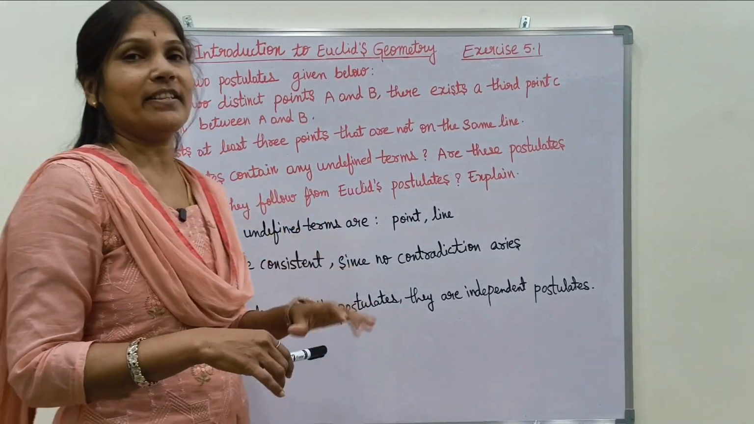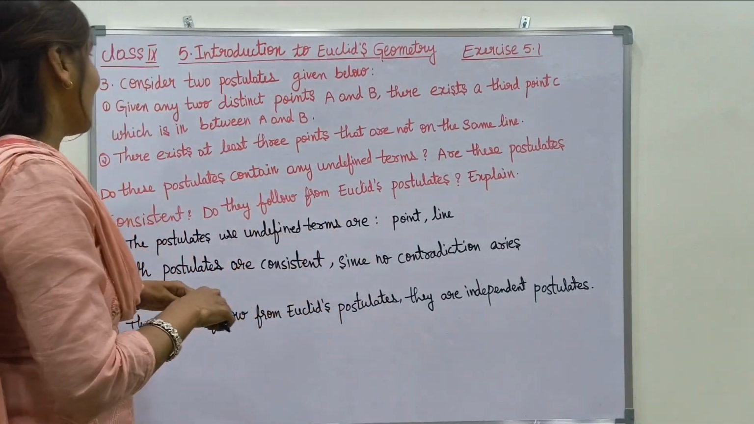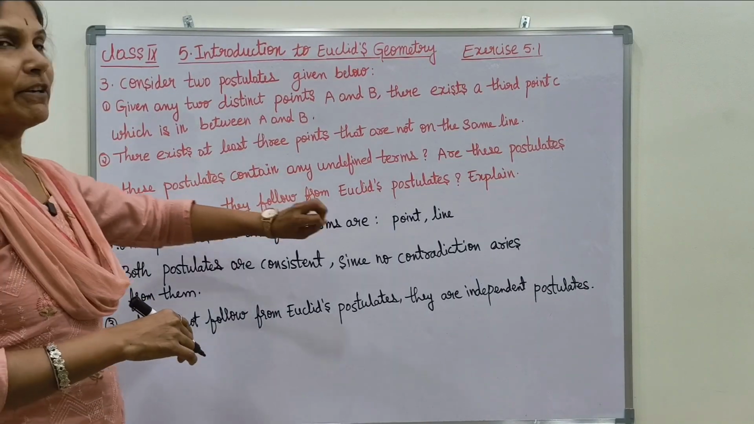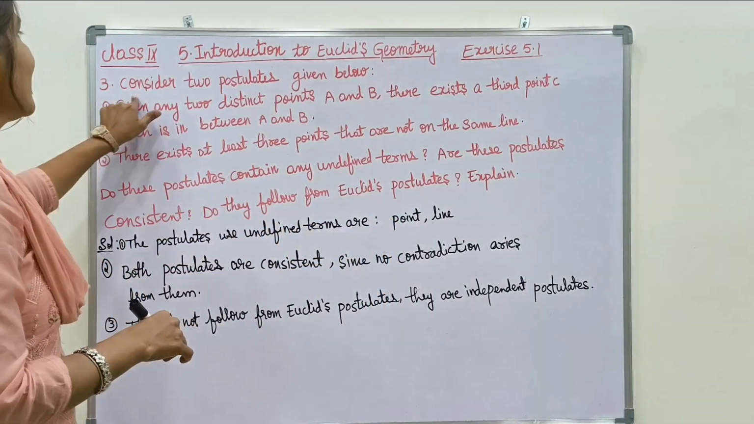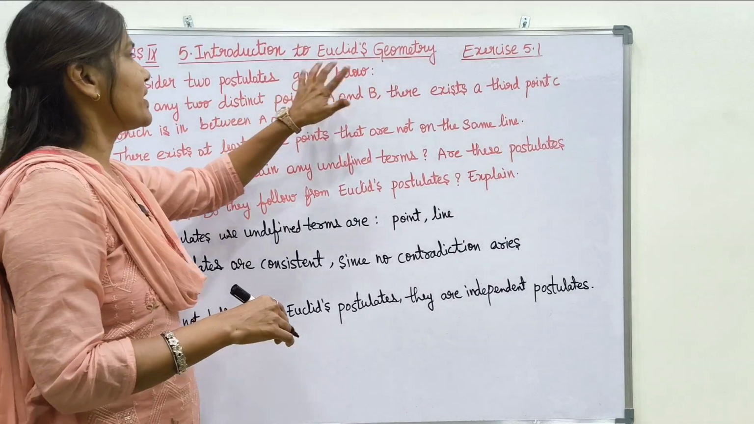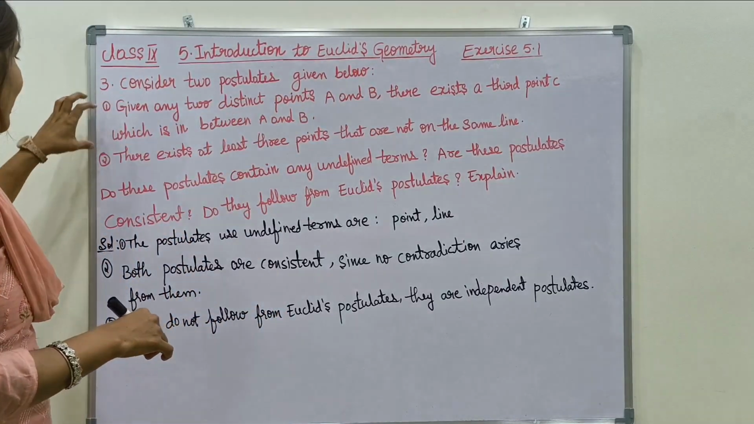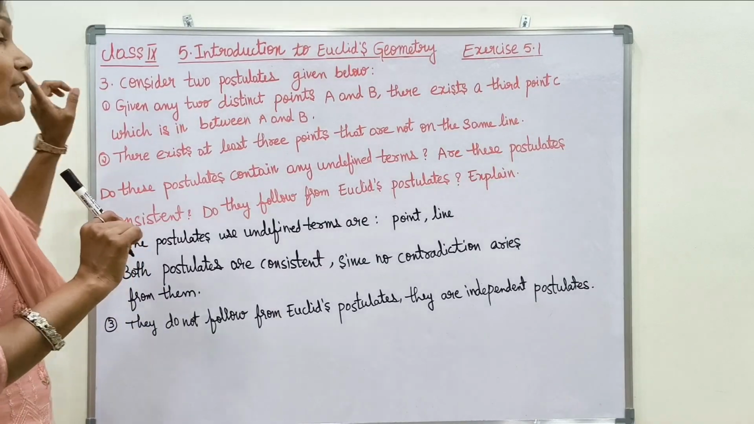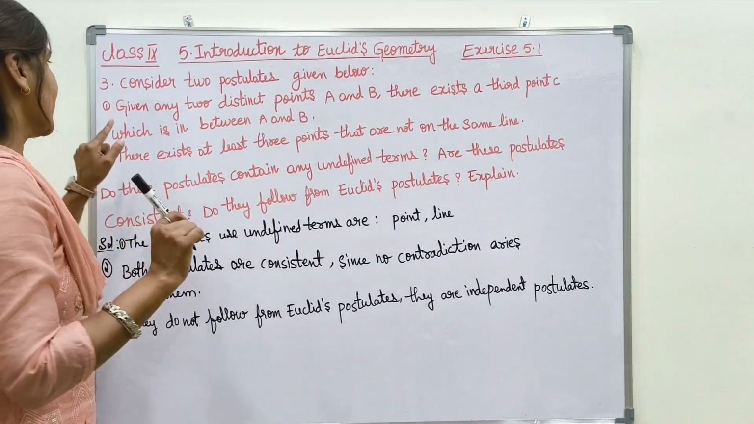This is a very easy and simple lesson. Now we will do the third question. See beta, this looks very lengthy but it is a very easy question. Carefully listen. Consider the two postulates given below. Here are the two postulates. This is the first postulate, this is the second postulate. First we will read what the postulates are.